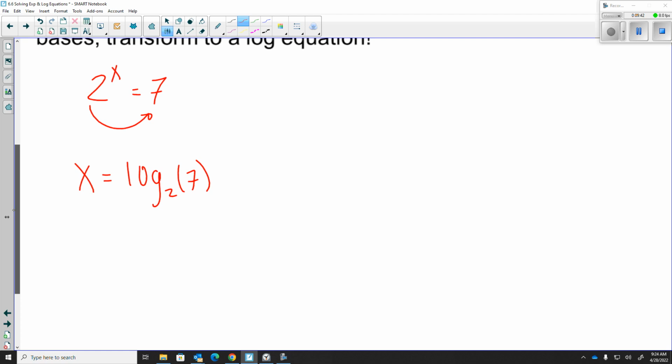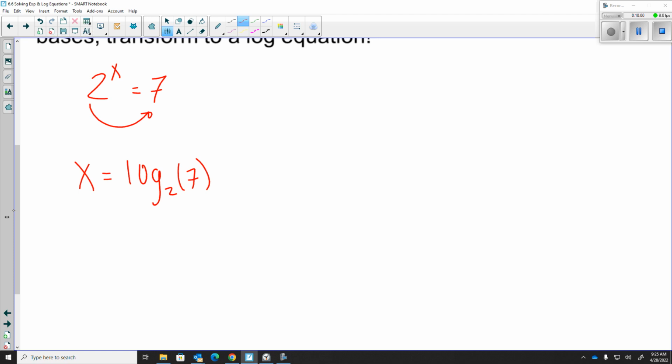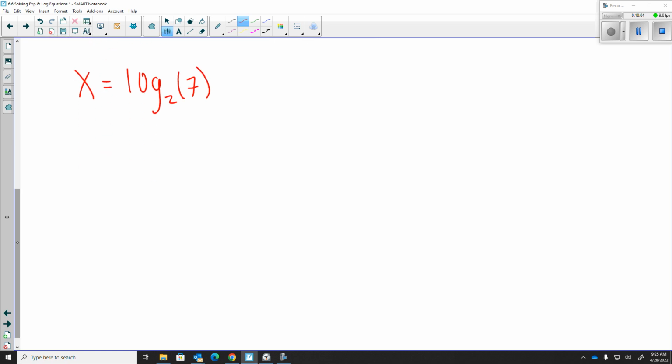So guys, I don't remember which lesson this was a part of. I think it was all the log rules. There's a way you can figure out what this number is. You can figure it out in your calculator. Because remember, this is asking you what power do you need to raise 2 to get 7. Your calculator will tell you what it is. Do you remember how to do it? Kind of? Okay. What is it?